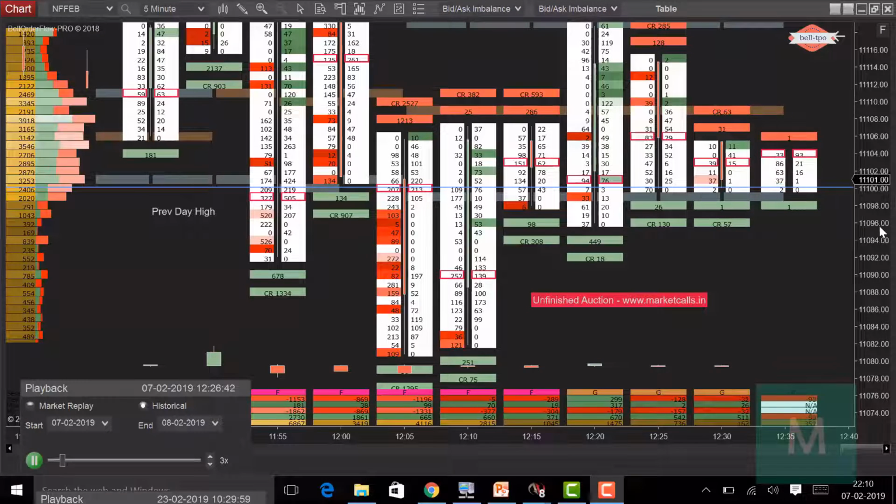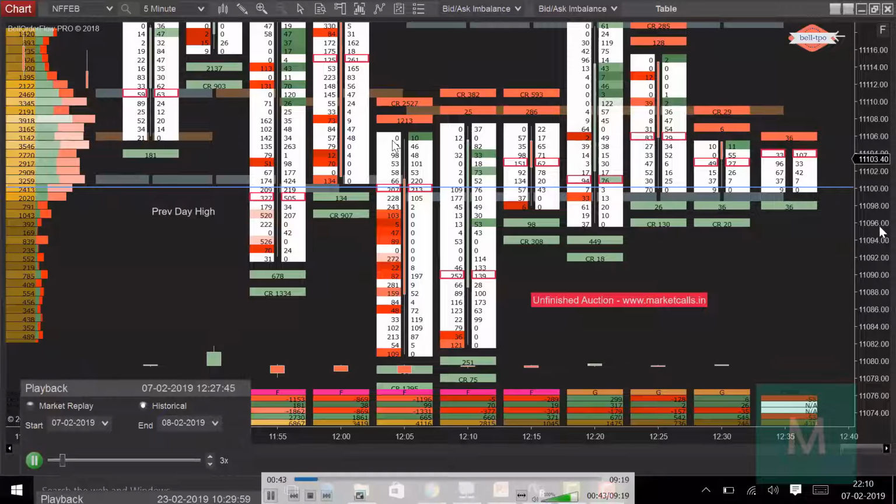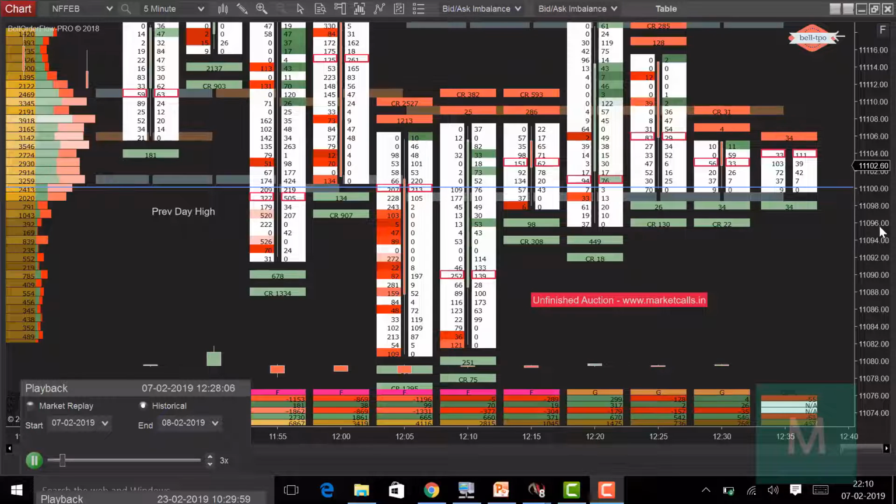What I understand is, let us say in the 12:05 candle, on the left side it is 0 and on the right side it is 10, buying side. No, top left should be 0 and bottom right should be 0. Then this is a finished auction? Yes, this is a normal candle.